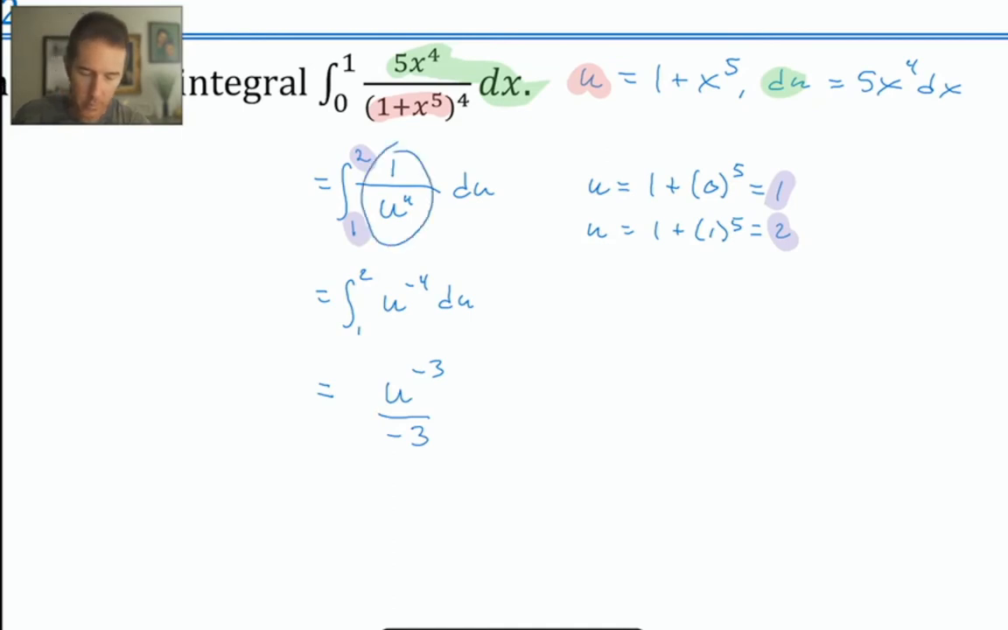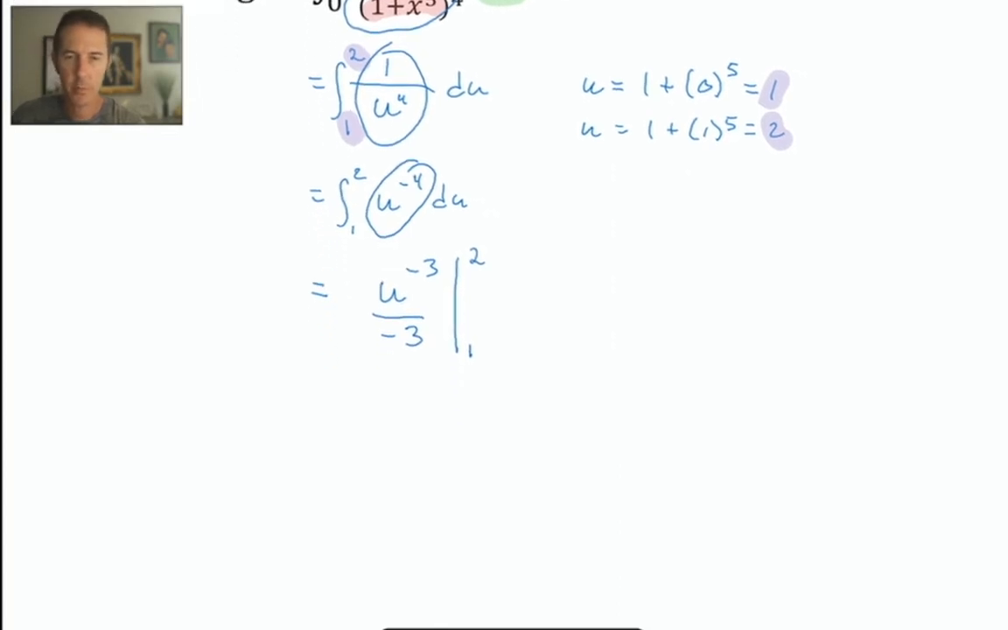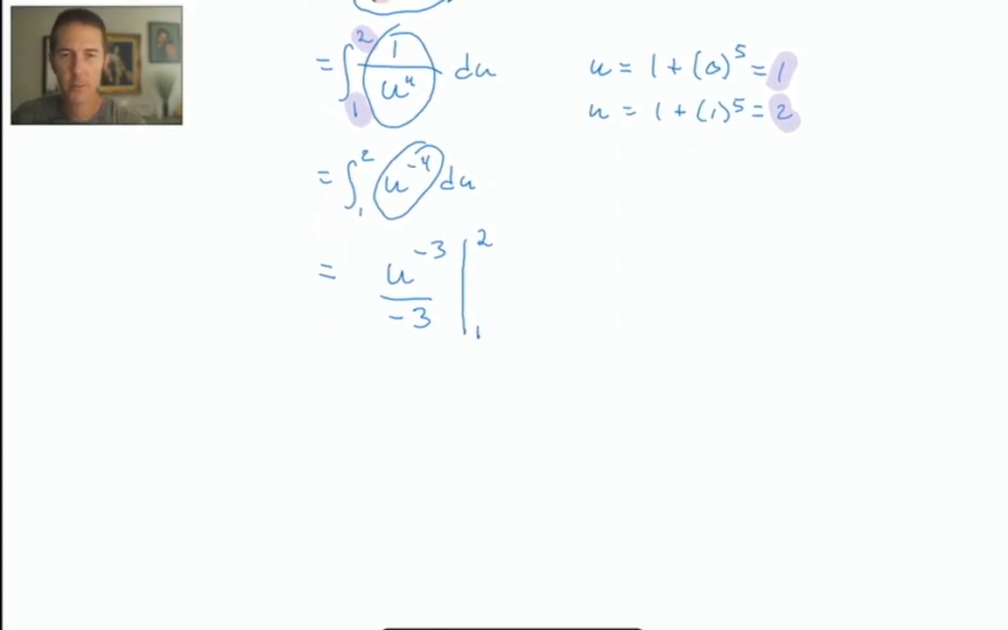This is lowercase f. Really, this was lowercase f. This is also lowercase f. This is capital F. We're going to evaluate capital F between our upper and lower limits of integration. So here is where we change gears and start doing arithmetic. We've got to plug in these limits of integration.